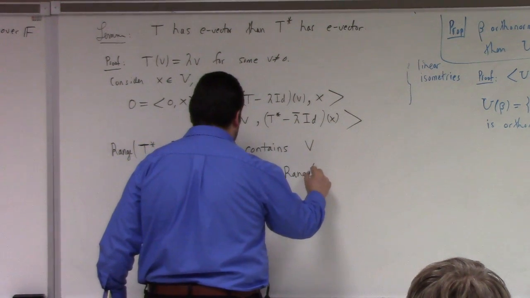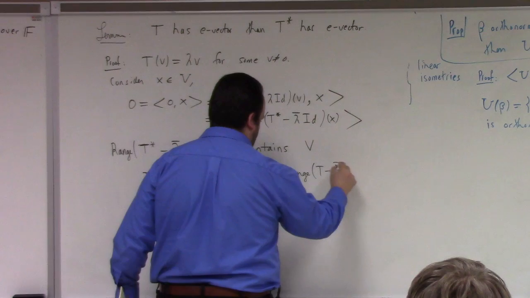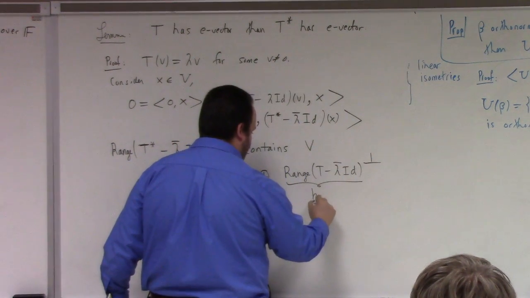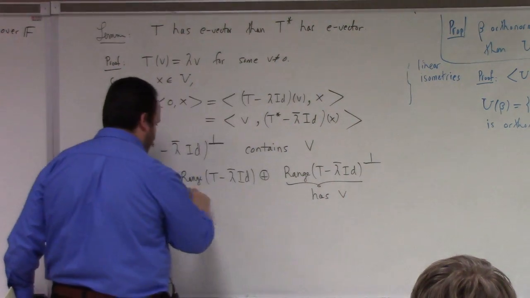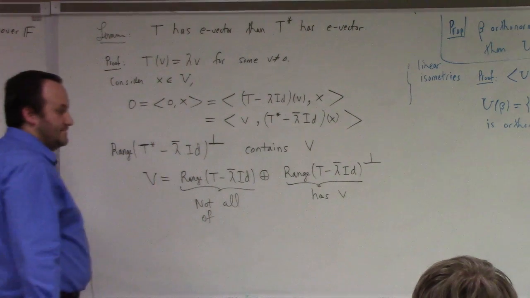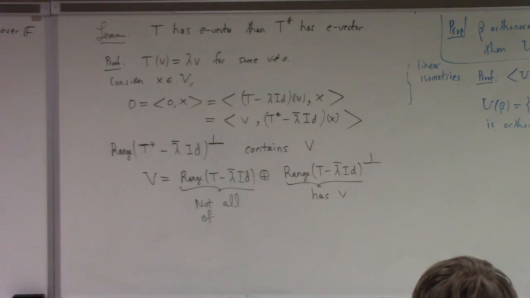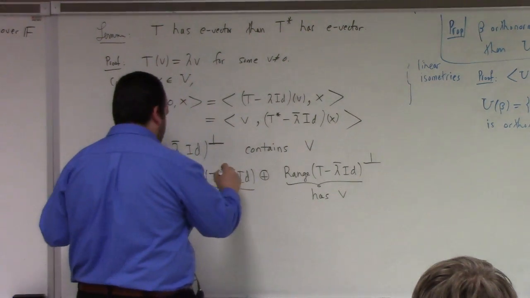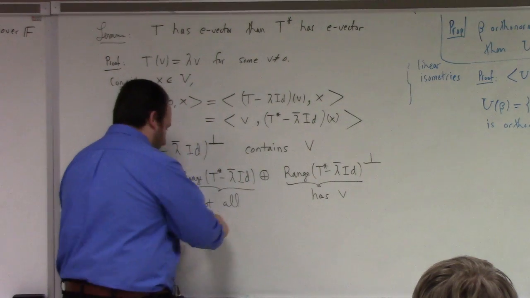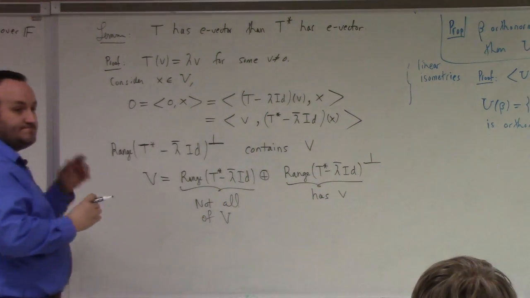So what does that say? If this thing has v in it, what's that say about v? It's not all of V, right? So what's that say about the range of this linear transformation from V to V? Yeah, of course. Thank you. So this is not all of V, which says what?